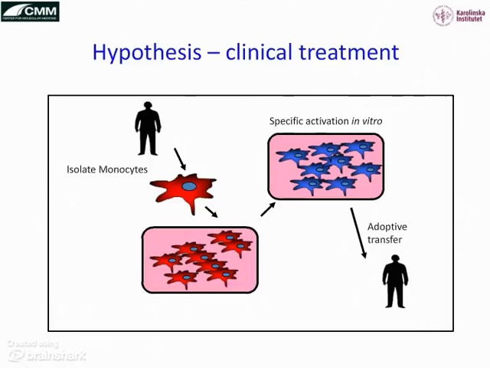In slide 2, we see the underlying hypothesis for our clinical treatment paradigm. This will be that one will isolate a specific cell type, monocytes, from the blood of an individual. One will manipulate them, specifically activate them through in vitro culture, and then adoptively transfer them back into the same individual in order to effect therapy.